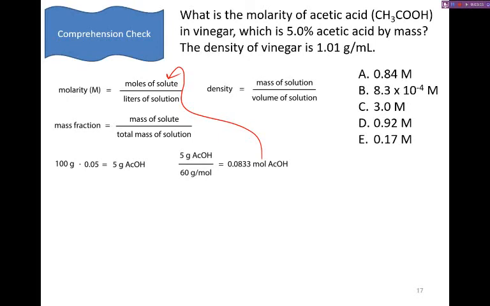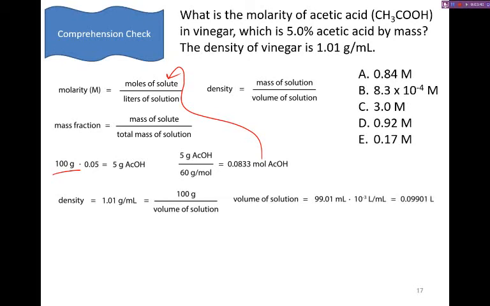All we need to know now is the volume of the solution in liters. Well, again, we've assumed a total mass of 100 grams. So by using the density, which is defined as 1.01 gram per milliliter, we can find the volume in milliliters of the solution, and that's going to be 99.01 milliliters. If we convert that from milliliters to liters, we get the volume there, and then we can combine that with our moles of acetic acid to get the molarity.